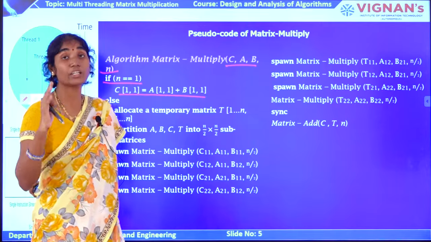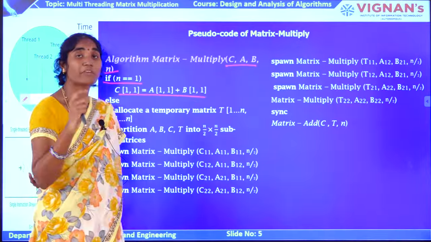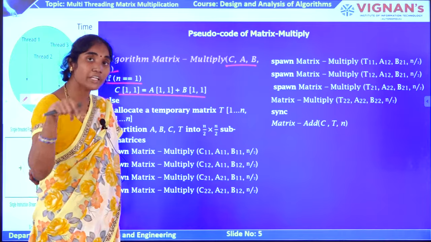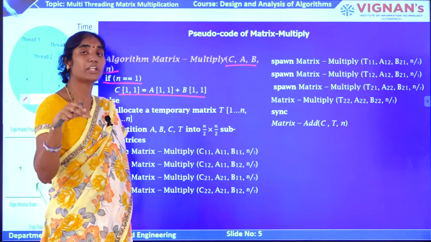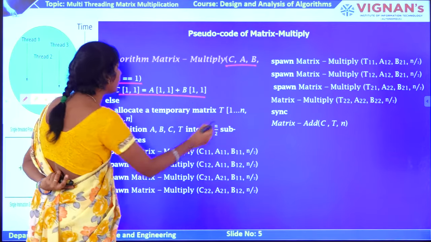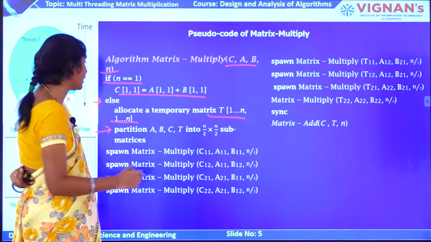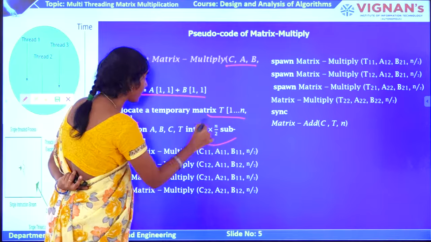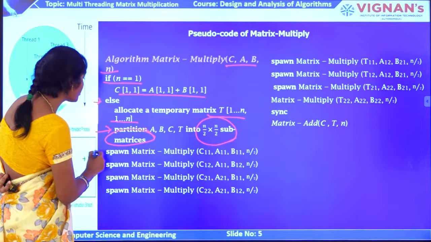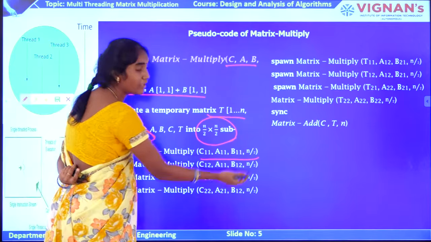Else, I need to have some temporary matrix. As I said earlier, I am dividing into two terms, the first term is C and the second term is T, right. In order to find the second term, I am taking a temporary matrix, so I have to allocate the memory for it. After that I partition A, B, C, T into n by 2 by n by 2 sub matrices. So here matrix multiply C11, A11, B11, n by 2.